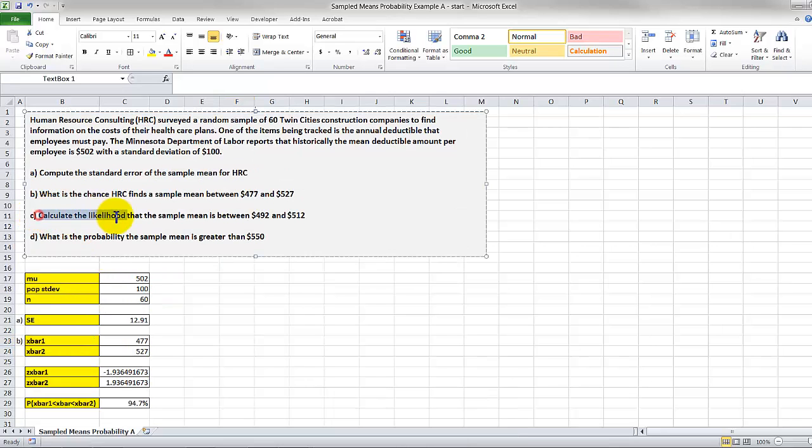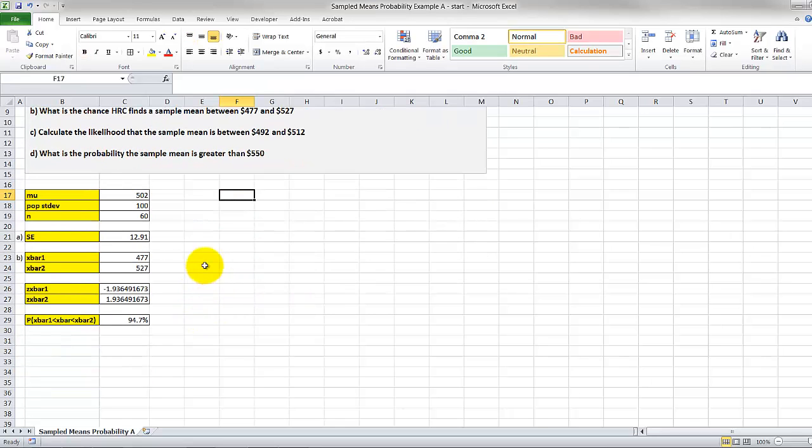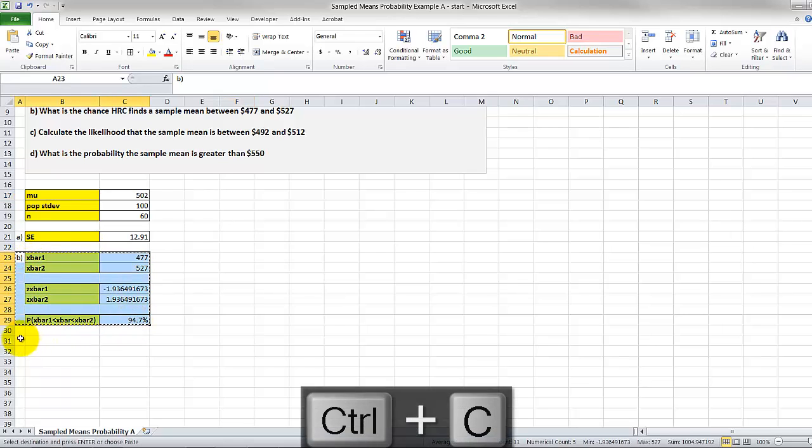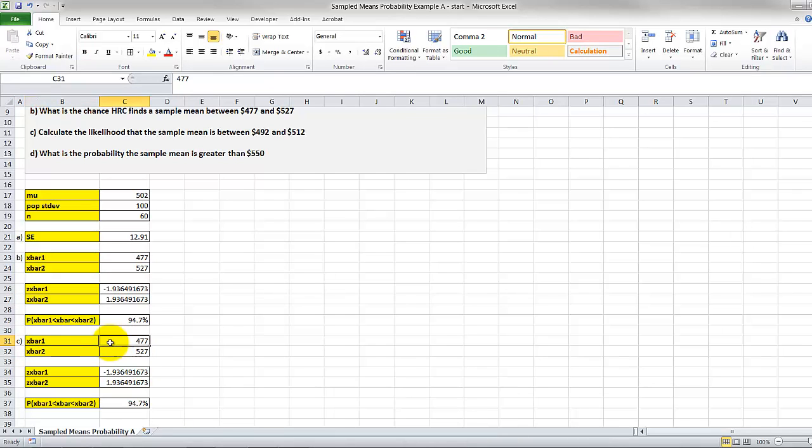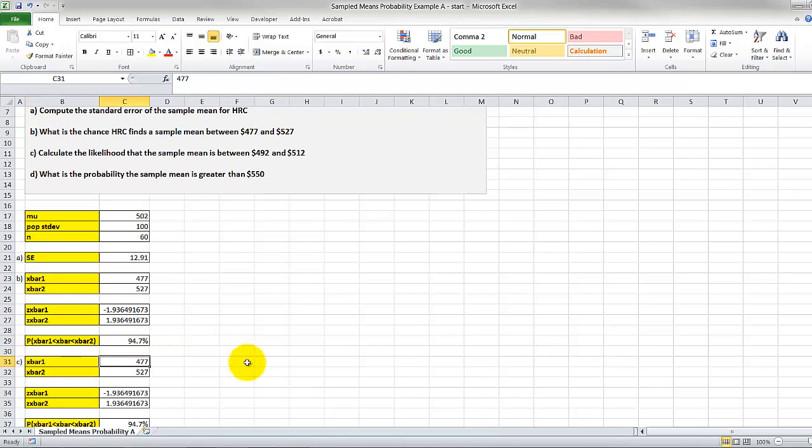Okay, moving on to C, calculate the likelihood that the sample mean is between these two values. We could go through the same exact process as we did here. What I'd like to do is reuse code, and I'm going to paste that here. So I'm going to change B to C. My new x bar 1, I should say, is 492. My new x bar 2 is 512.